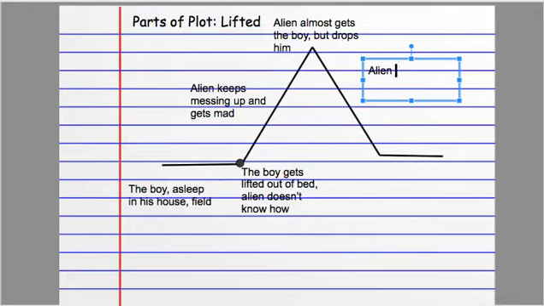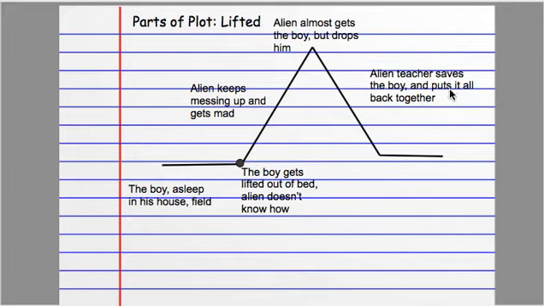The alien teacher saves the boy, right? He doesn't let him die. He saves the boy and puts everything back together. I'm going to make that a little longer. So the alien teacher saves the boy, puts all of his stuff back together. And what's the solution or the resolution? How does the story end?